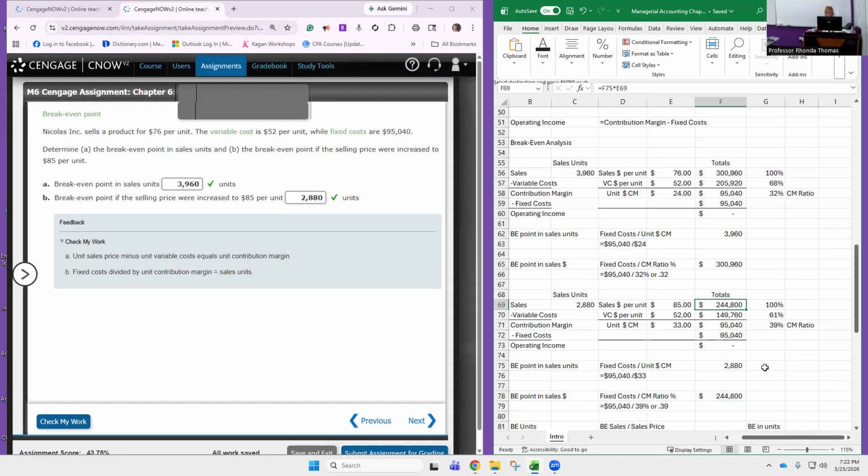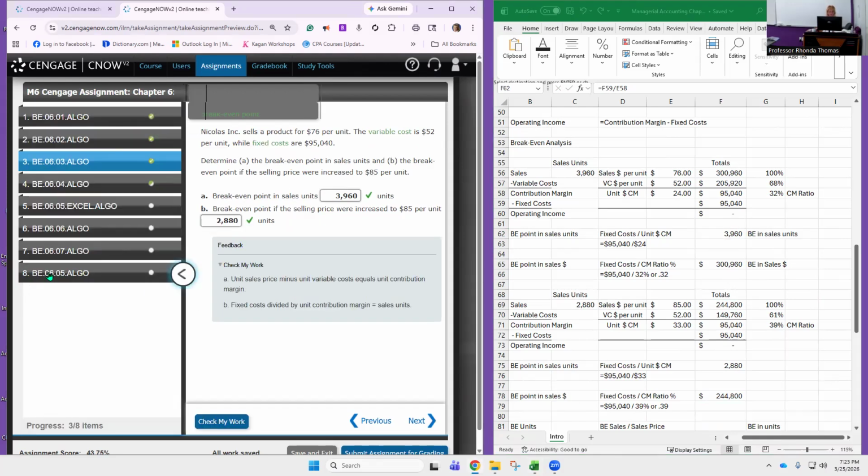Okay, and I didn't finish labeling these one more time. These are the break even in sales units. Let me say it right. Sales units. How many do we need to sell? This is your break even in sales dollars. Okay, so that's why I try to label what we have. All right, maybe that's a little better.